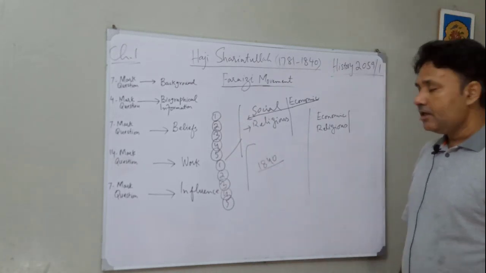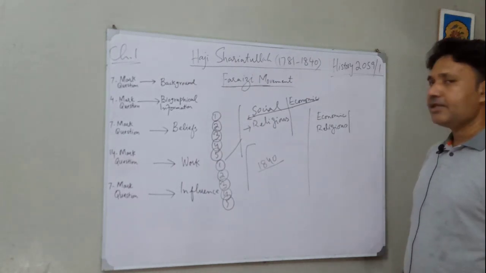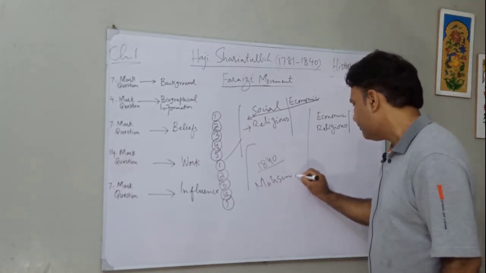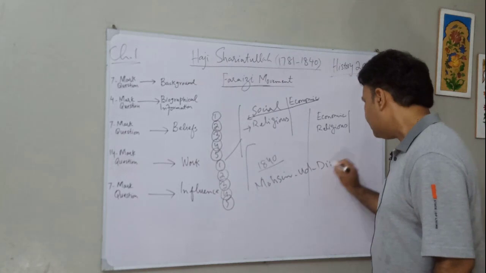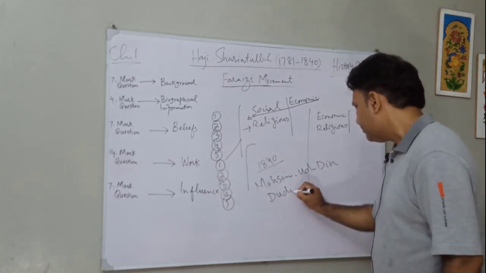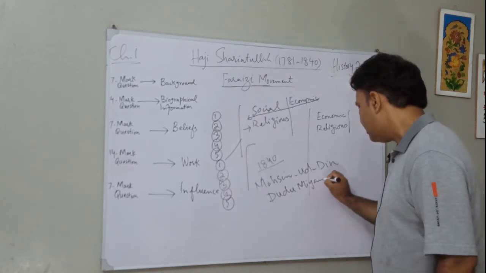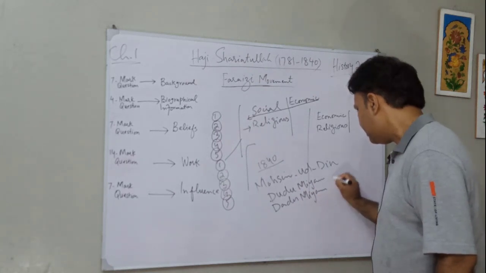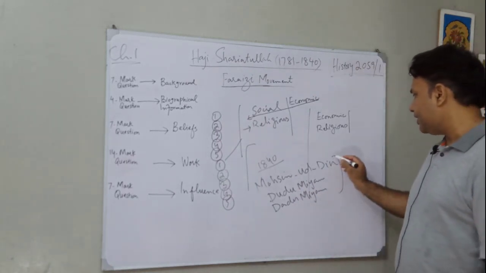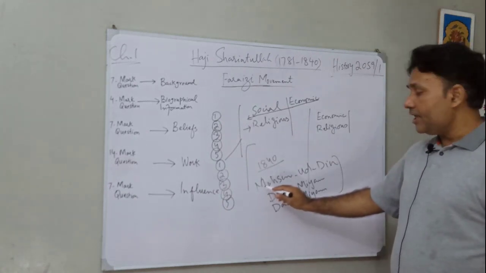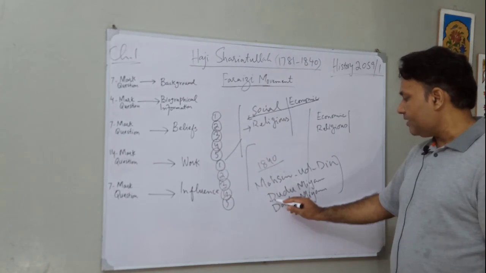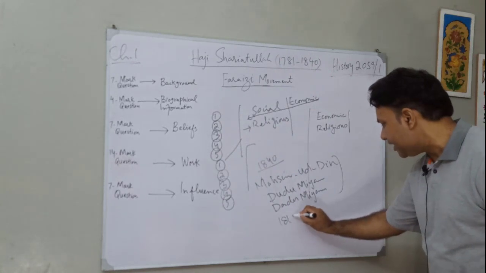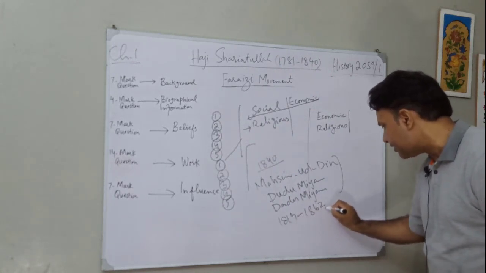But with his death, the Faraizi movement did not end. His son Mohsin-e-ud-Din, or Dudu Mian, or Dadu Mian. I am writing these names of the same person. Mohsin-e-ud-Din was the son of Haji Shariatullah. He was also called Dudu Mian or Dadu Mian. He was born in the year 1819 and died in 1862.